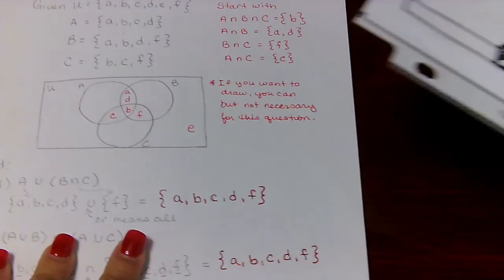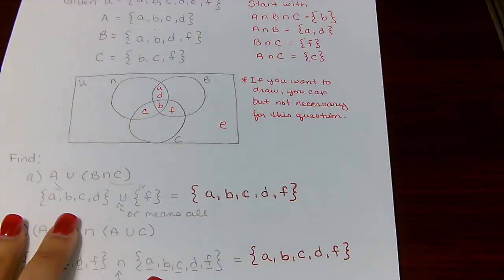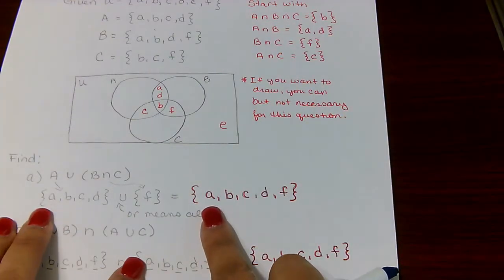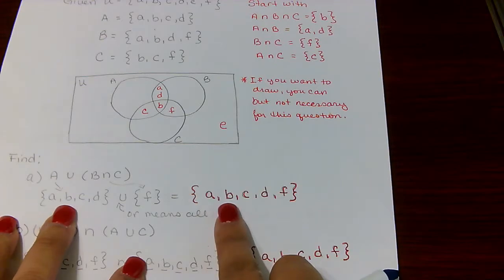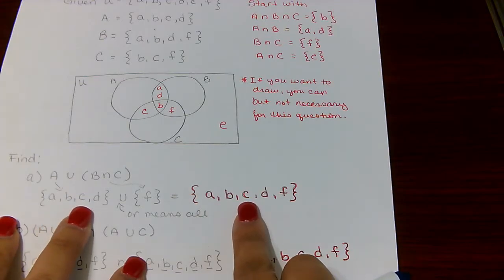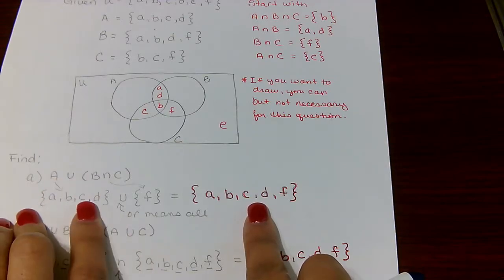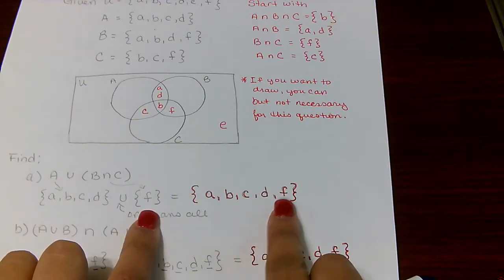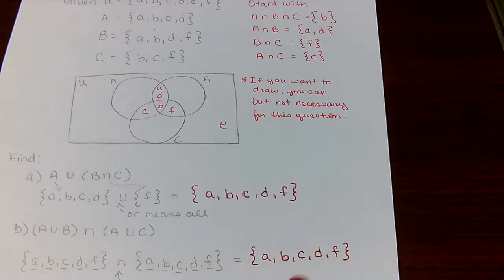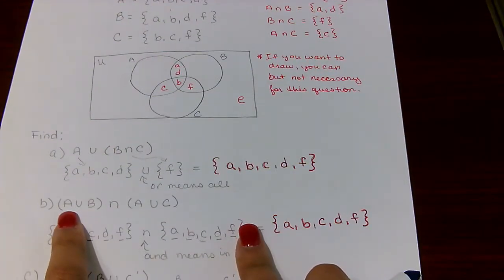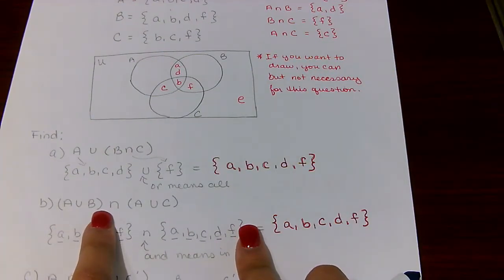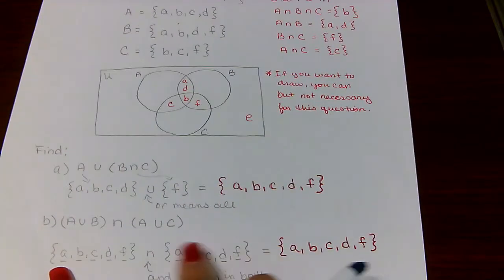Okay, so when we come back over here, we can see that we have A, B, C, D. "Or" means anything on this side or anything on this side, so I added the F over here. Part B says A or B, so that means I want everything in A and everything in B. So let's go ahead and write those out.